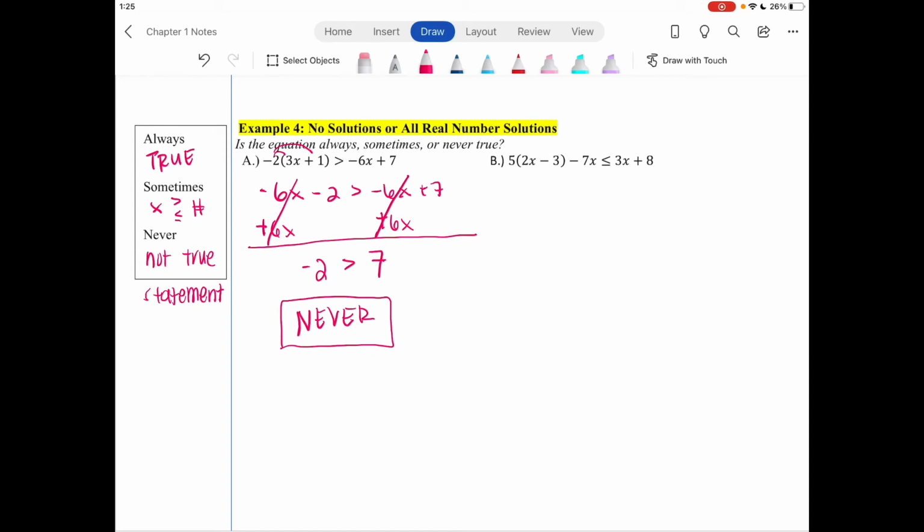true. We're going to start out the next example the same way, starting by distributing that 5. So we'll have 10x minus 15 minus 7x is less than or equal to 3x plus 8. We're going to need to combine our like terms over here on the left. So 10x minus 7x gives us 3x. Then we have minus 15 is less than or equal to 3x plus 8. Go ahead and pause the video and finish this one off. Come back to see if you're right.